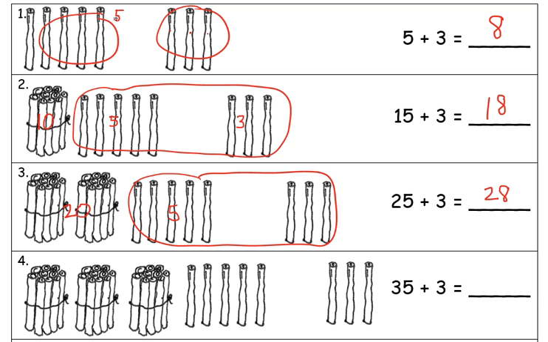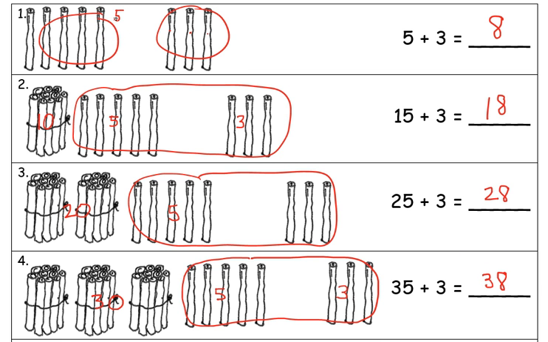In the next problem, I have 35 plus 3. Well, now I've got 3 groups of 10 and 5 more that make up 35. I'll combine my ones. So I have 5 and 3 together make 8. Combine that with the 30, and I get 38.